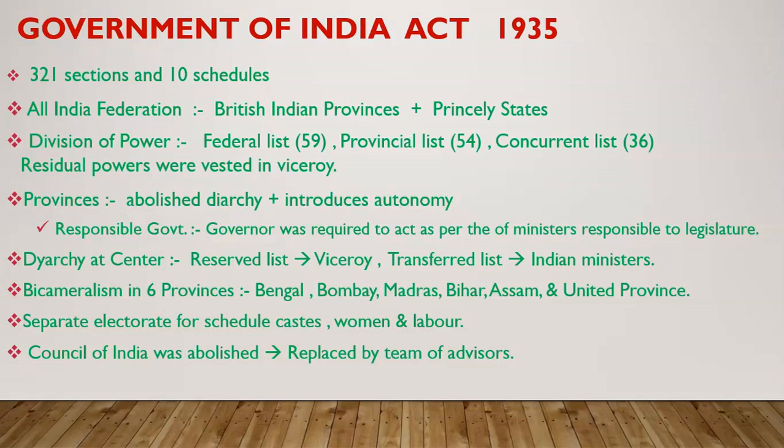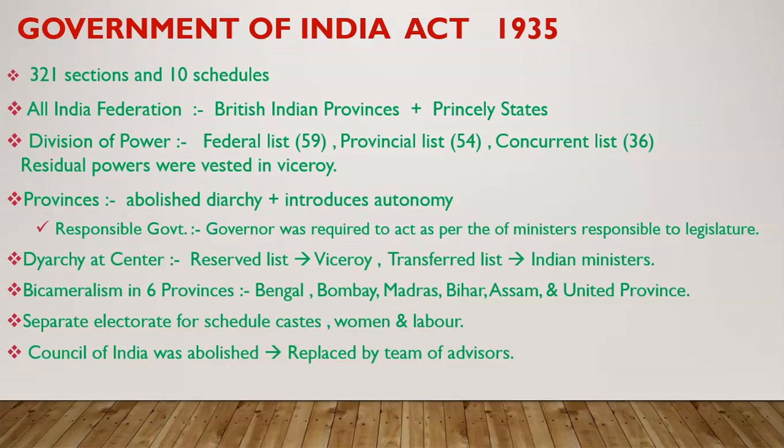Okay, means for agriculture and irrigation and all 54 subjects in the provincial list, the provincial legislative council could make law. Now friends, what is this concurrent list? In the federal list, all the subjects were of national importance, of the importance of the entire India. The provincial list contained the subjects which were of local importance, of provincial importance.